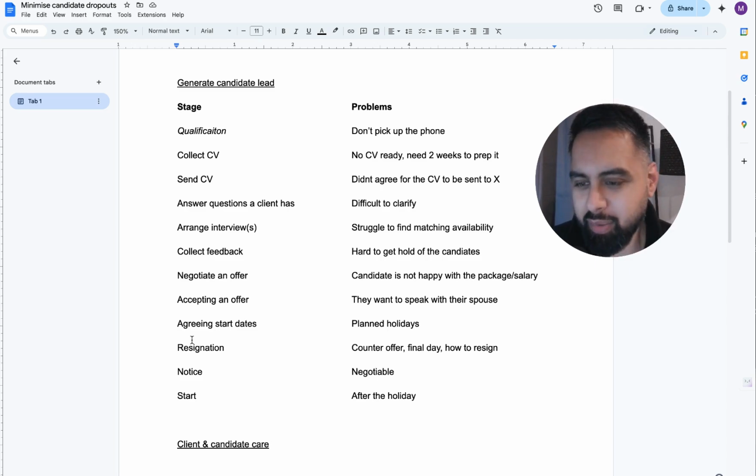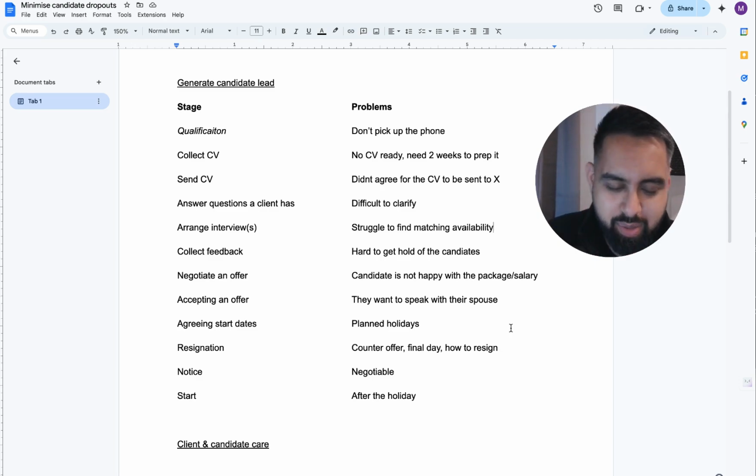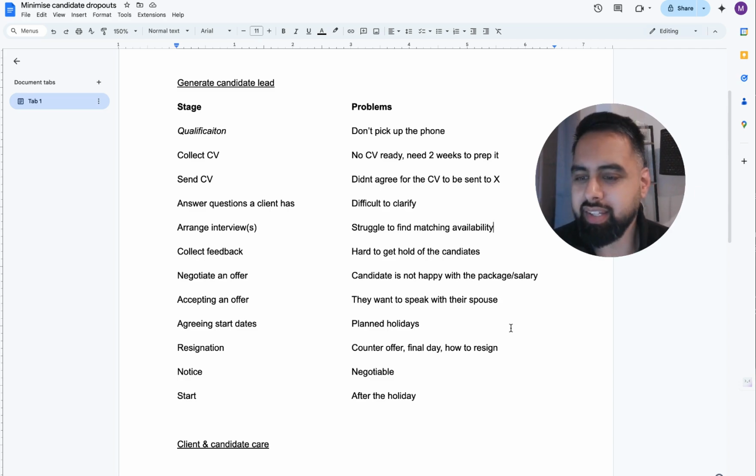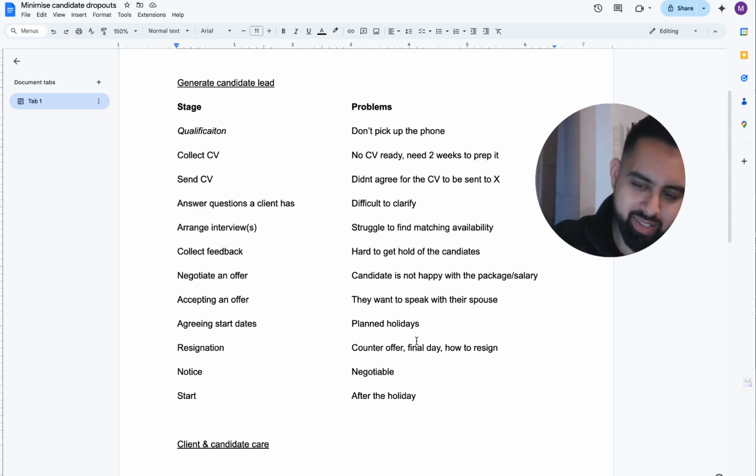And then it comes to resignation, and now you end up with a counter offer. You're trying to organize the final day, and then you're also maybe even trying to help them with how to actually approach the resignation, because maybe they've worked with their same employer for over a decade, and it is quite a daunting experience. And then you've got your notice period, you're trying to negotiate that. And then same again, when it comes to start date, you want to start after the holiday.